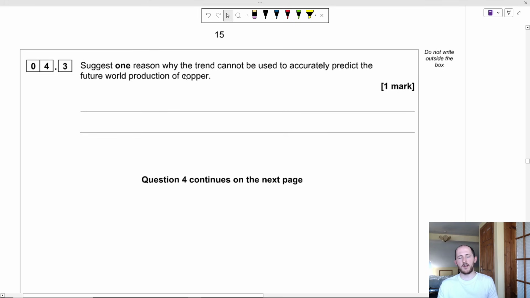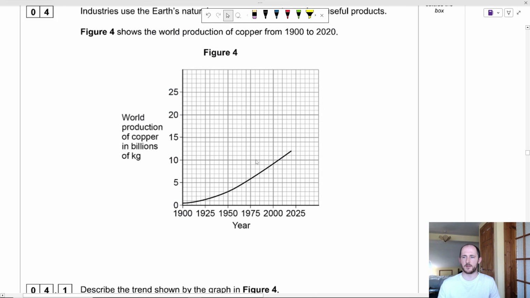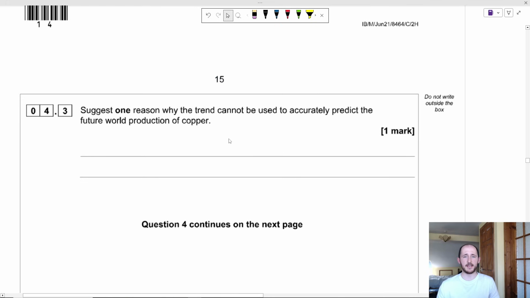And here's a relatively interesting question. So it says, suggest one reason why this trend can't be used to predict the future. So for example, if I go to the future, why can't I just continue going like this? Well, there's a few different reasons you can say, but think about it. When you're mining copper out of the ground, it's a limited resource. So that's one reason. It's a finite resource. And if it runs out, then obviously the production is going to start to nosedive down to 0. So it may run out.